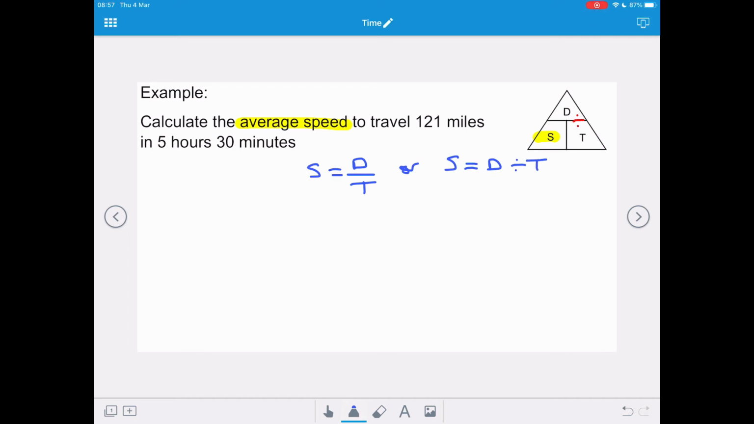To the question, we can find our knowns and unknowns. So we don't know what s is, so that's what we're trying to find out. D from the question is 121 miles, and our time is 5 hours and 30 minutes. Now we must have this in just hours. We know that 30 minutes is half an hour, so we can rewrite the time as 5.5 hours.